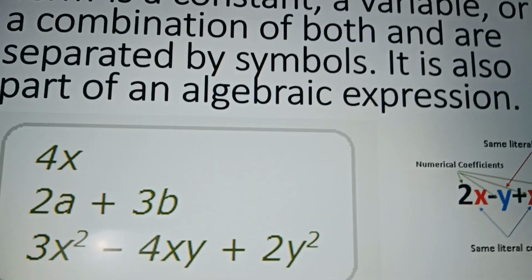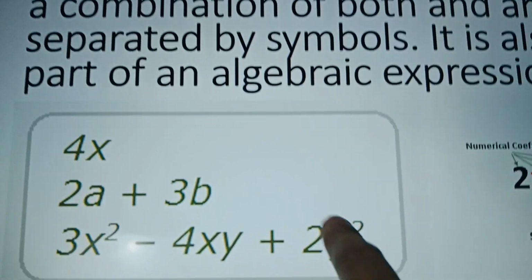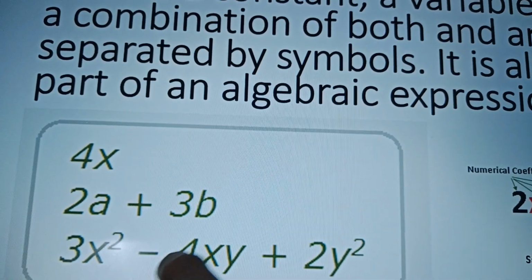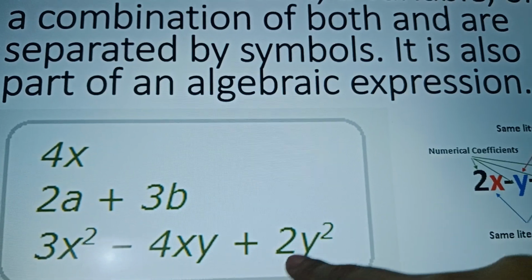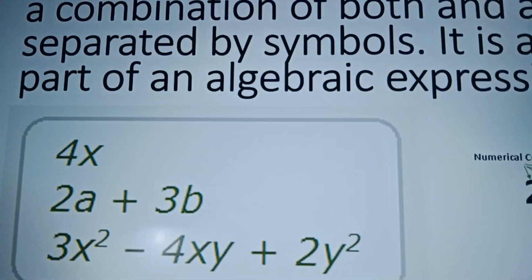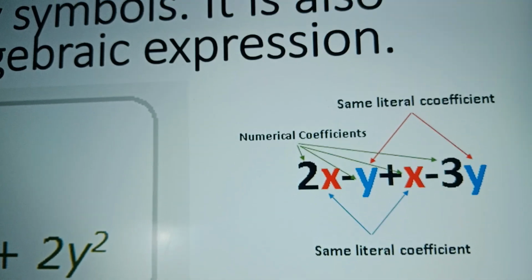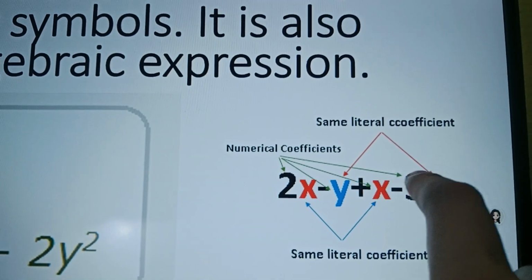Another example is 3x squared minus 4xy plus 2y squared. So three terms. One term is 3x squared. Another term is negative 4xy. And the next term is plus 2y squared. For more examples, we also have here the terms. We have 1 term, 2 terms, 3 terms, and 4 terms.